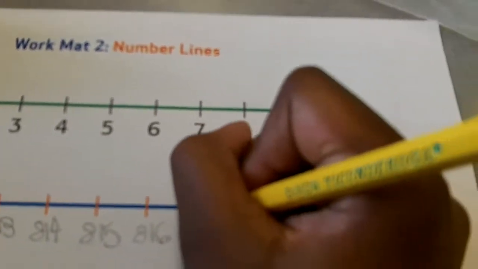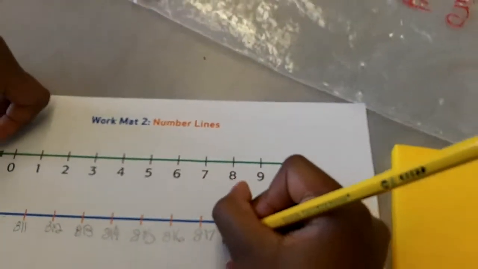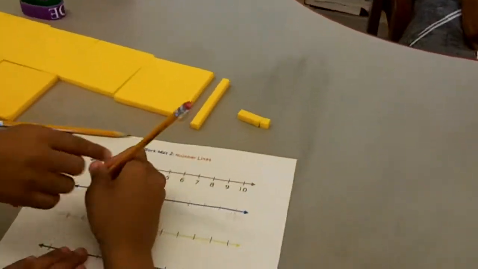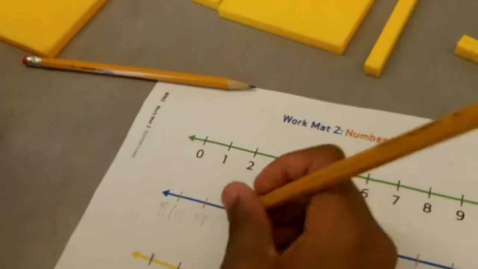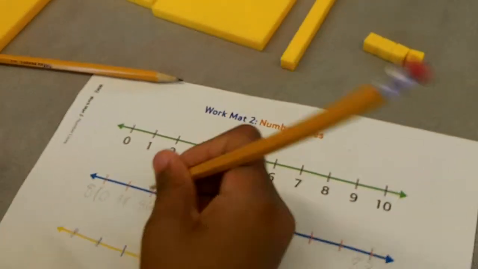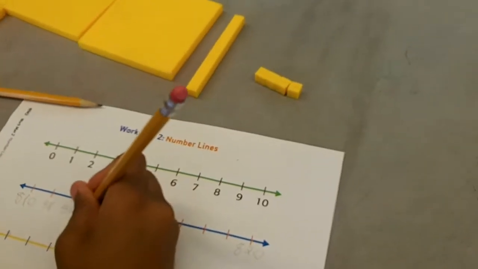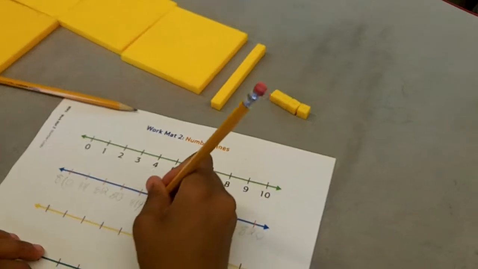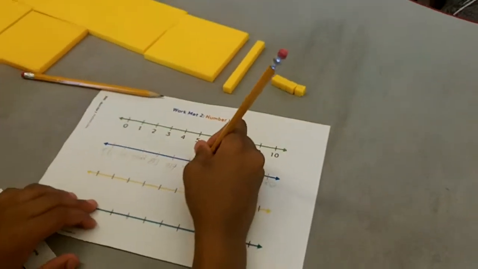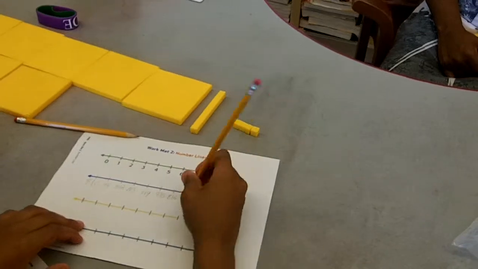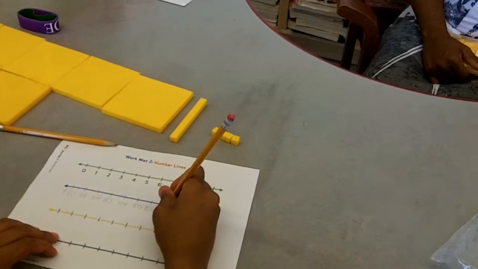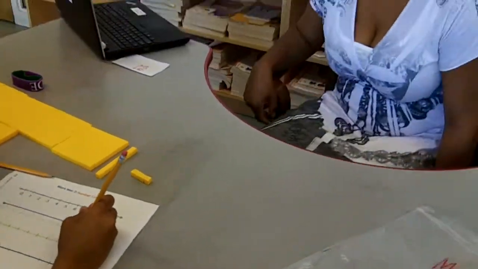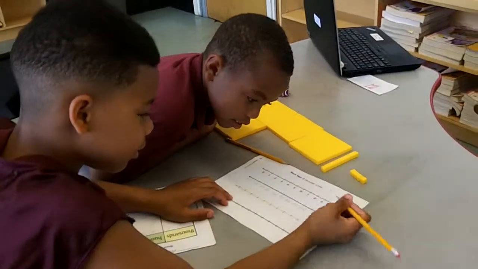So let's put 810 and 820. So 811, 812, 813, 814, 815, 816, 817, 818, 819.